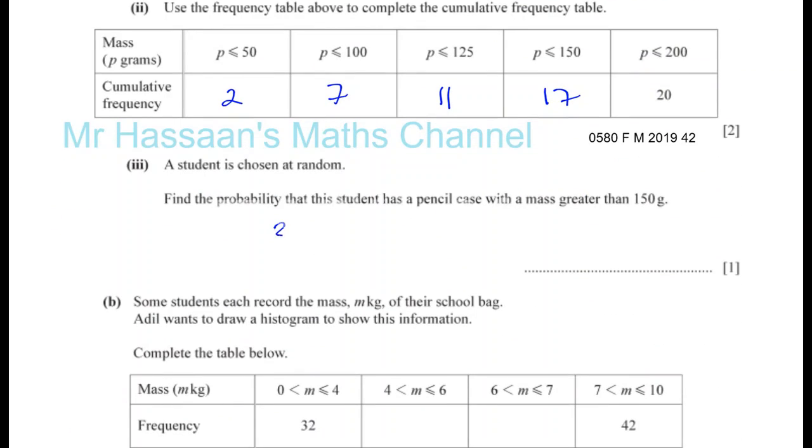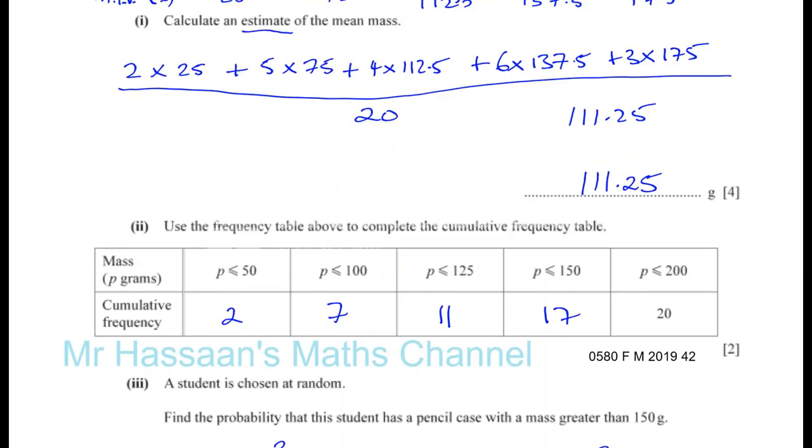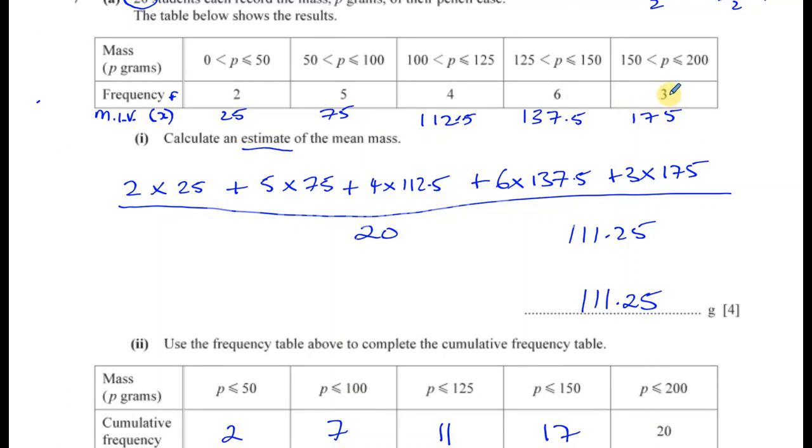So you have 3 out of 20 whose pencil cases will have a mass greater than 150 grams. The last 3 in here. It's easy if you look at the frequency table for that. So this 3 in that category out of a total of 20.